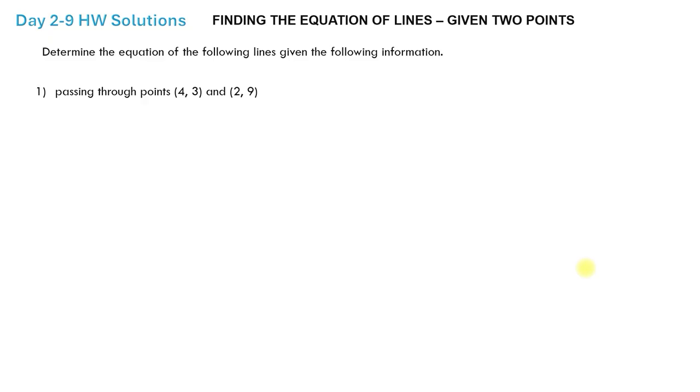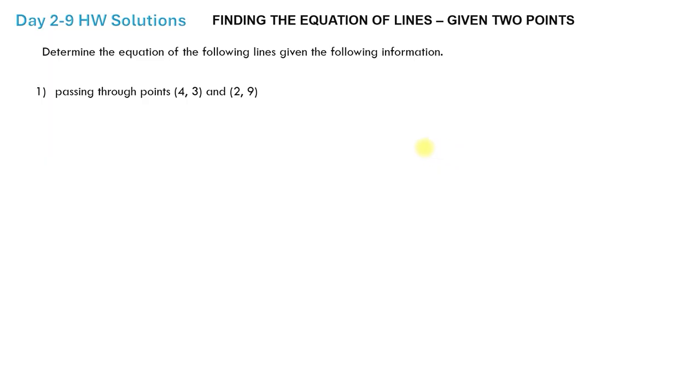Homework solutions for day 2.9. Determine the equation of the following lines given the following information. So we're given 2 points, (4, 3) and (2, 9).